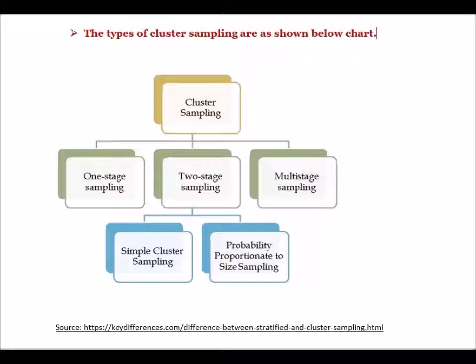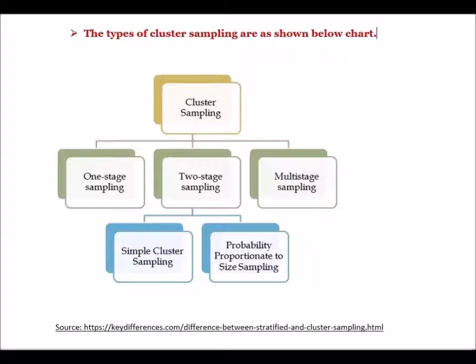Next we will see the types of cluster sampling, one by one in a chart. You can see on the screen that cluster sampling is basically divided into three parts: one-stage sampling, two-stage sampling, and multi-stage sampling. In two-stage sampling, there are also two parts: simple cluster sampling and probability proportional to size sampling. So this is how cluster sampling is divided into the other sampling methods.